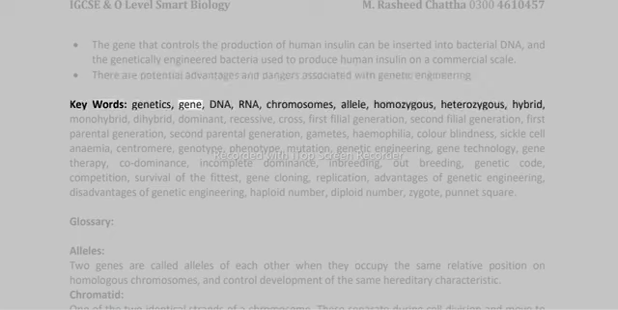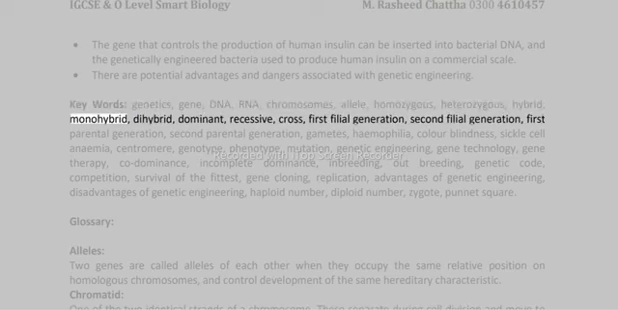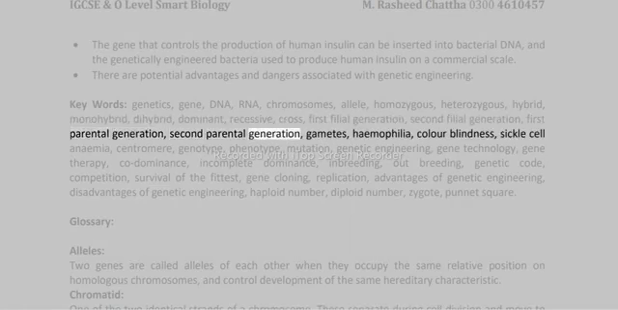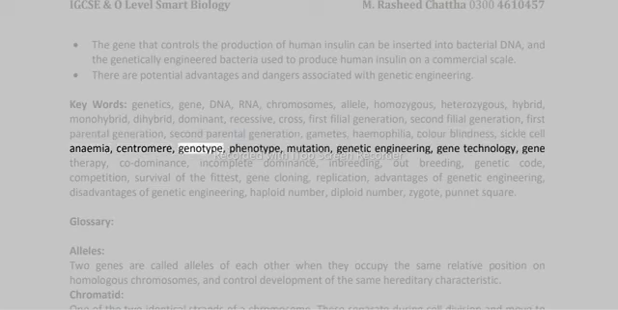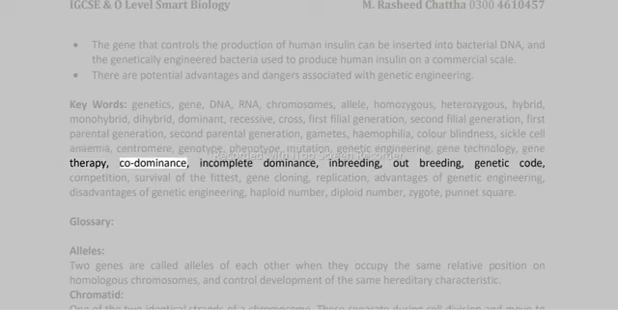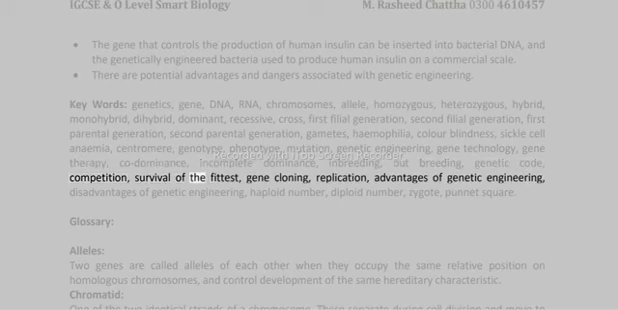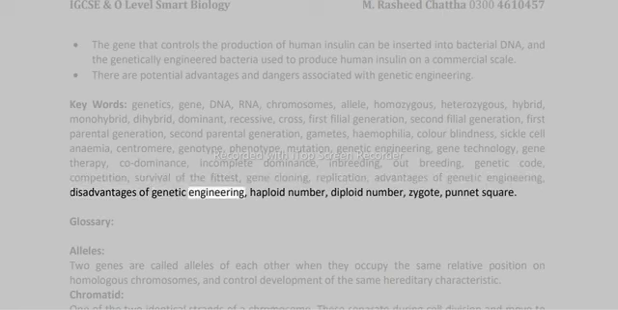Keywords: genetics, gene, DNA, RNA, chromosomes, allele, homozygous, heterozygous, hybrid, monohybrid, dihybrid, dominant, recessive, cross, first filial generation, second filial generation, first parental generation, second parental generation, gametes, hemophilia, color blindness, sickle cell anemia, centromere, genotype, phenotype, mutation, genetic engineering, gene technology, gene therapy, codominance, incomplete dominance, inbreeding, outbreeding, genetic code, competition, survival of the fittest, gene cloning, replication, advantages of genetic engineering, disadvantages of genetic engineering, haploid number, diploid number, zygote, Punnett square.